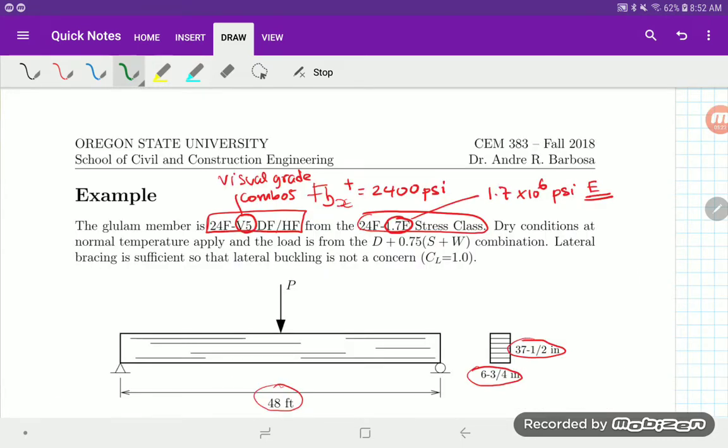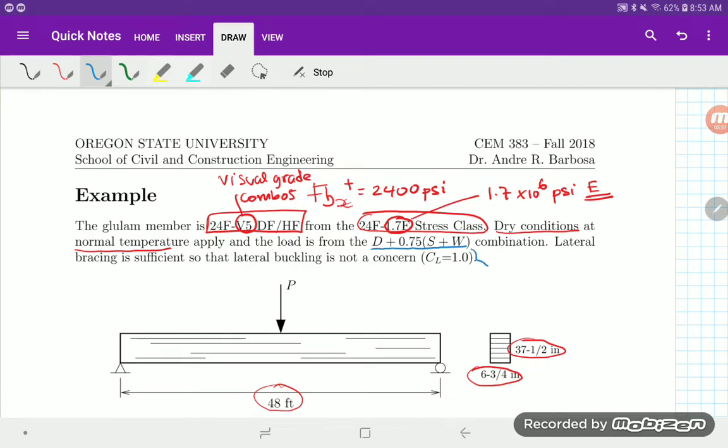Okay, so we're back. Here's our problem. We just looked at what 24F V5 and 24F 1.7E meant. To continue this problem, we are going to read the rest of the problem statement. The loading is being applied under dry conditions and normal temperature. And the load we're going to take from this is D plus 0.75 S plus W. And S is for snow, W is for wind.